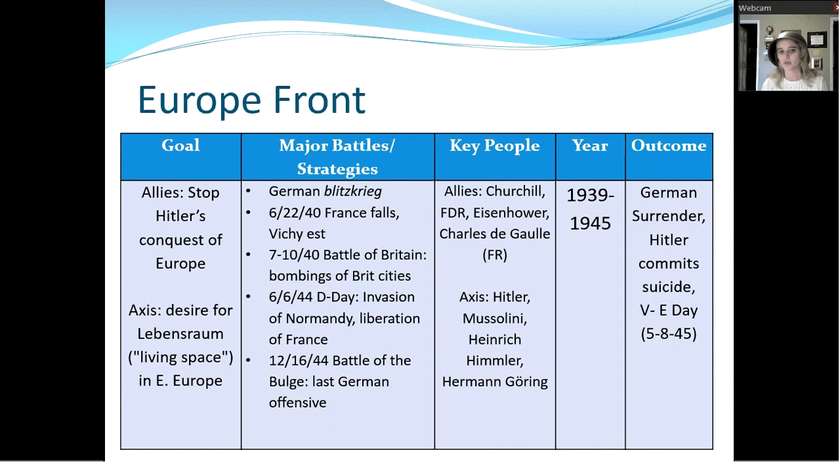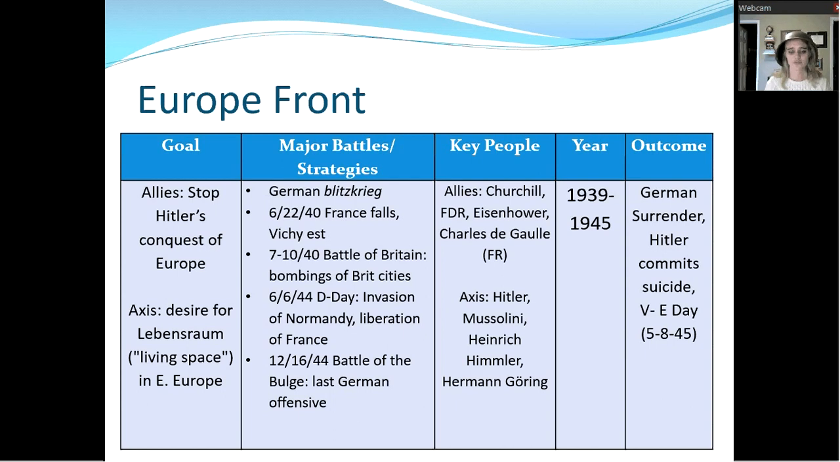Some of the major people that we have here, we have Churchill, who's the Prime Minister of Great Britain, FDR, obviously. Eisenhower is going to be kind of the lead general on the European front. In France, we have a general named Charles de Gaulle. He's going to go on to become a pretty famous French leader. For the Axis powers, we obviously have Hitler and Mussolini. Then there are 2 German generals, Heinrich Himmler and Hermann Göring, who are 2 of the major German generals.